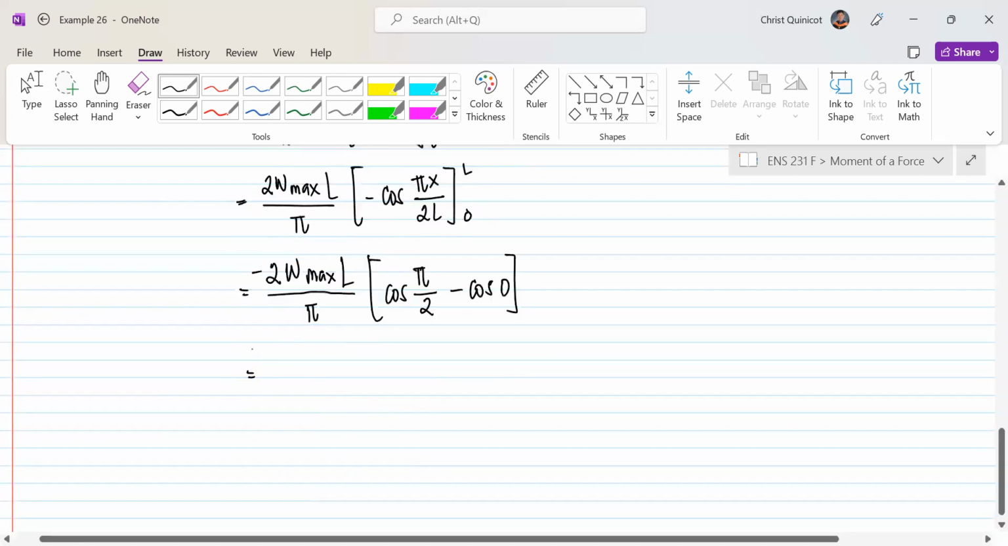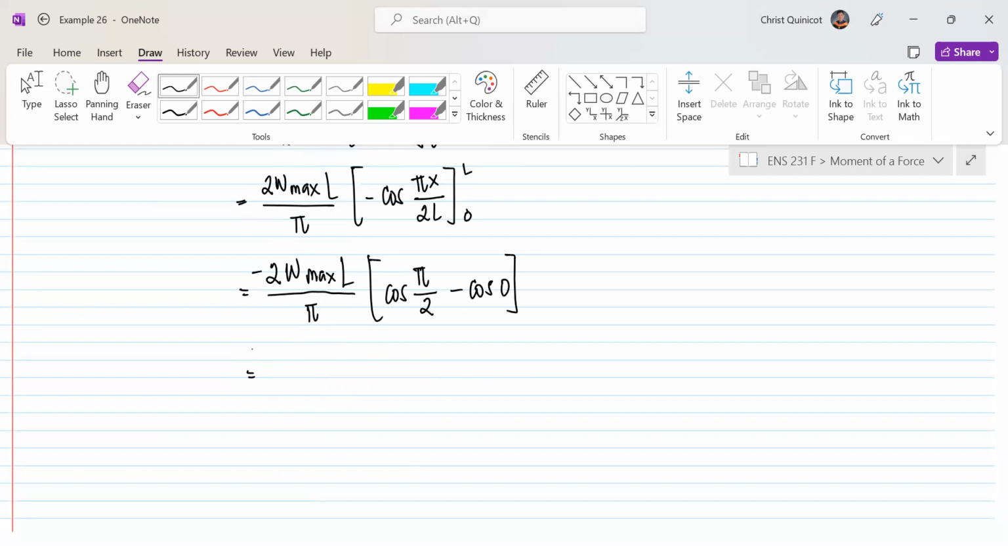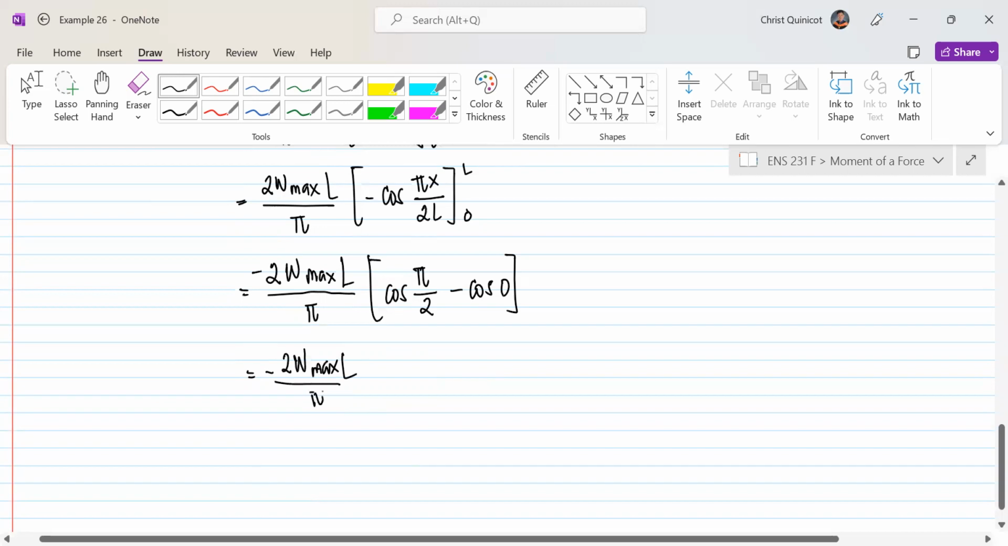Pi over 2, that's 180, right? Pi, oh no, that's 90. Cosine 90 is 0. Pi over 2, that's 90. Okay, let us establish that. And cosine 90 is 0, while cosine 0 is 1. So this becomes negative 2 w sub max L over pi times 0 minus 1.